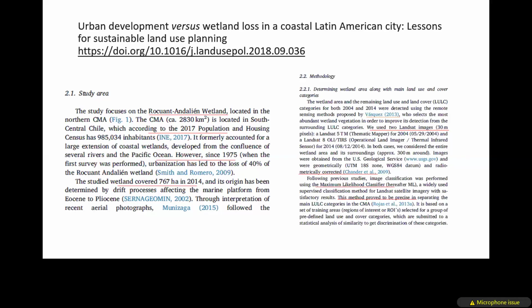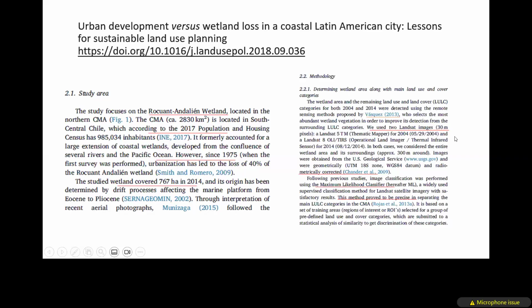So if Vasquez is correct, I'm also correct. Right? So he's passing on the credit to Vasquez and using the same for the area definition, right? And then the second part, who selects the most abundant wetland, and so on. We use two Landsat images, 30-meter pixels, Landsat TM, right? So it gives a lot of references to the sources that the data were extracted from, right?